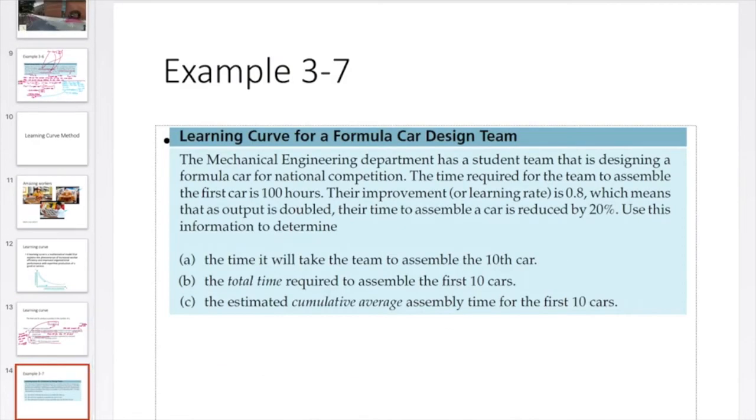Okay, now let's take a look at this example. So we have a car design team, and the design team is designing a formula car for a national competition. So they spend some time to do the design and to assemble the car. The time required for the team to assemble the first car is 100 hours, okay, which means the K is 100 hours.